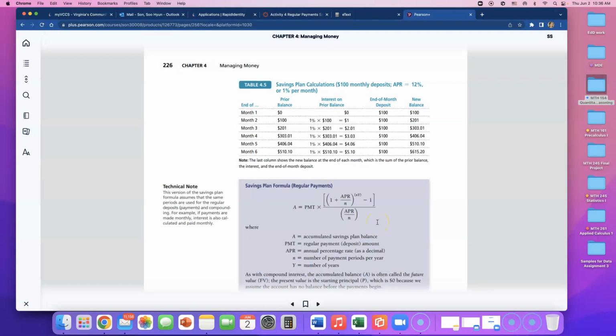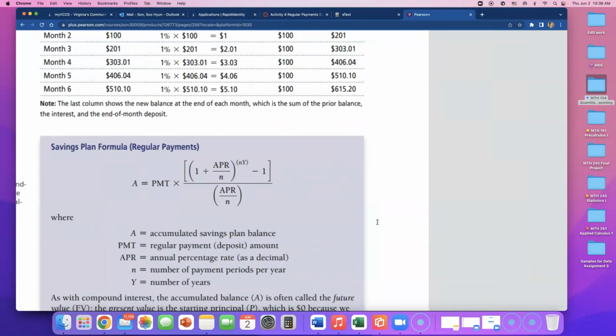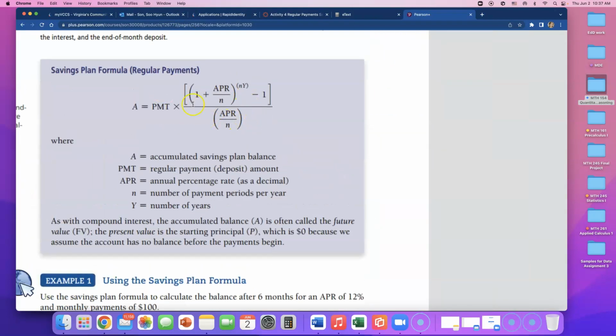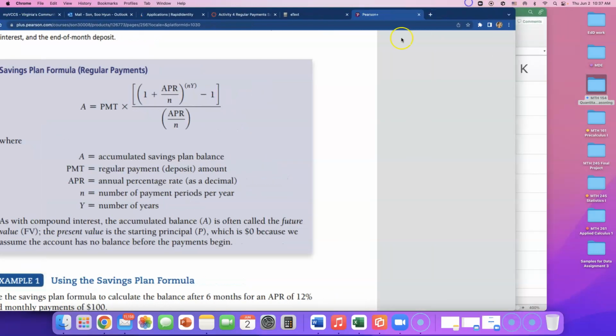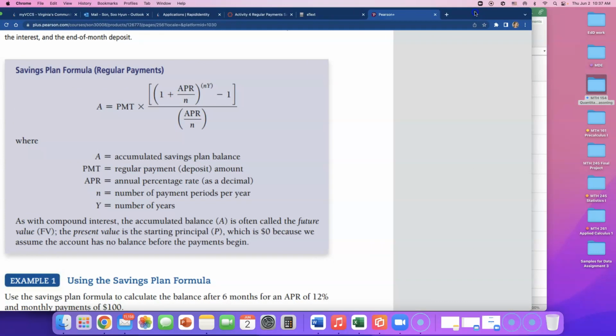Oh, here it is. And now, guys, that is what we're going to have to type in. And that's going to take us some time, but we'll do it together, okay? So this is the amount that I will have in my savings plan balance. But as you can notice, there's no mention of principal anywhere.